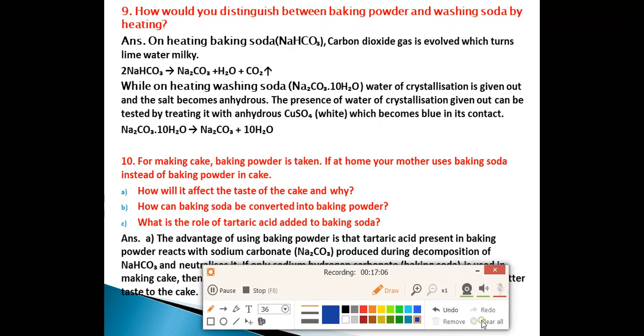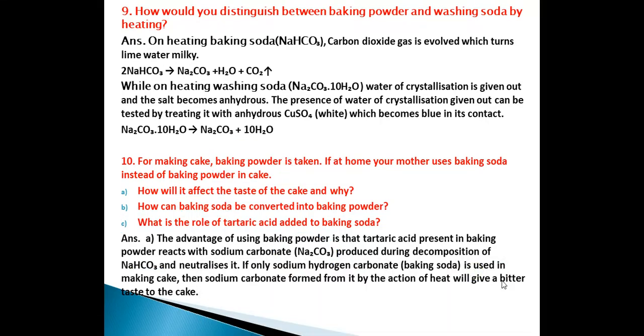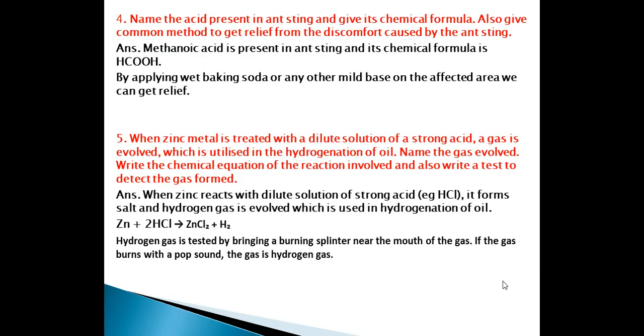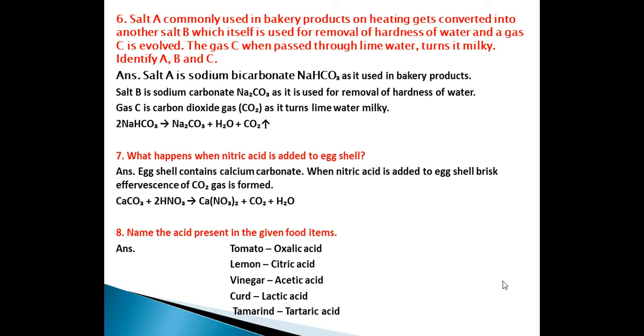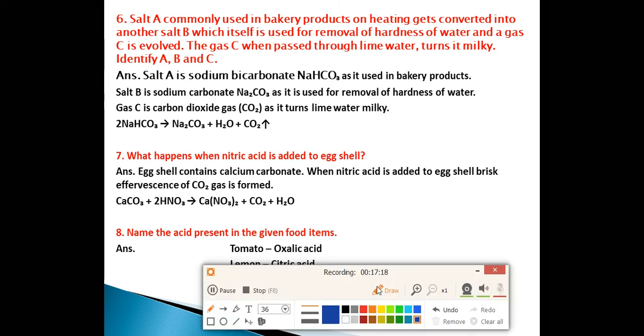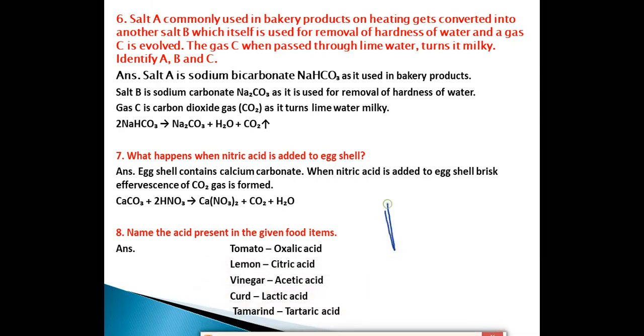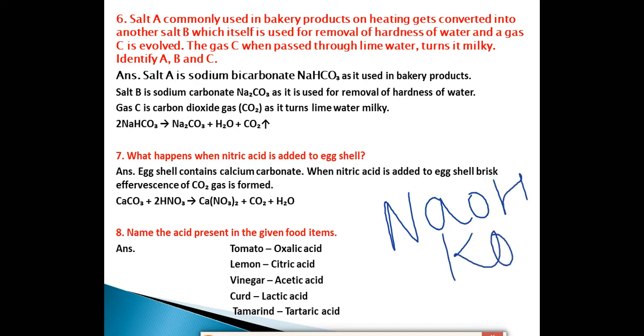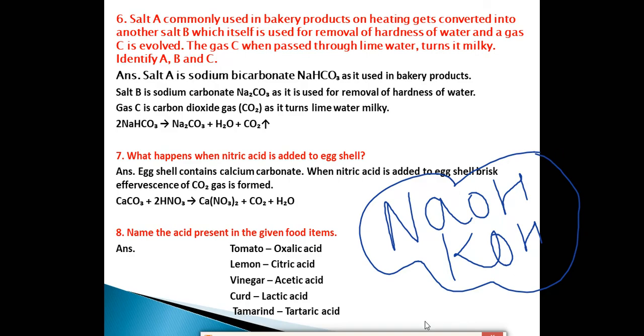I hope you people have understood all the questions. Apart from this, a few other questions are also there, like what are alkalis? Give two examples of alkali. So what are alkalis? Alkalis are the bases which are soluble in water. And for examples of alkali, we have NaOH, and potassium hydroxide, KOH. So these are the alkalis. Alkalis are the bases which are soluble in water.